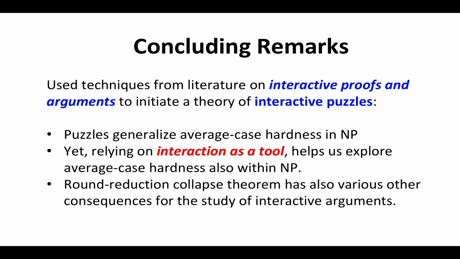So in the paper, we also consider some more cryptographic consequences of this round collapse theorem for interactive arguments. You can read in the paper, but that's more of a classic style theorem. But I think this is the more intriguing aspect, that going to interaction is also helpful for studying average case hardness within NP. And that's it. Thank you.